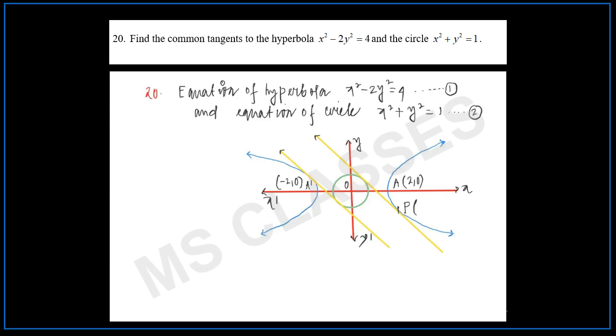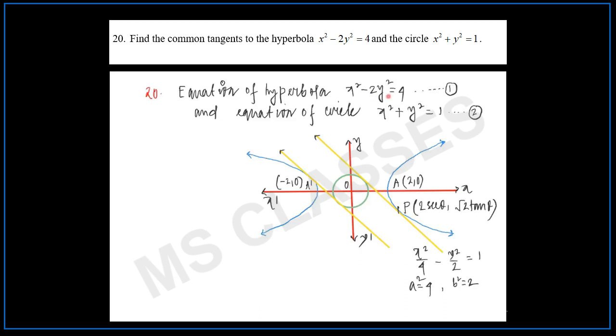Now any arbitrary point on the hyperbola can be taken as (a sec theta, b tan theta). For that we have to bring the equation of the hyperbola into the generalized form x square by 4 minus y square by 2 equal to 1. So here a square is 4 and b square equal to 2. So the arbitrary point would be (2 sec theta, root 2 tan theta). So you got the point of contact. Now we'll find the equation of the tangent.